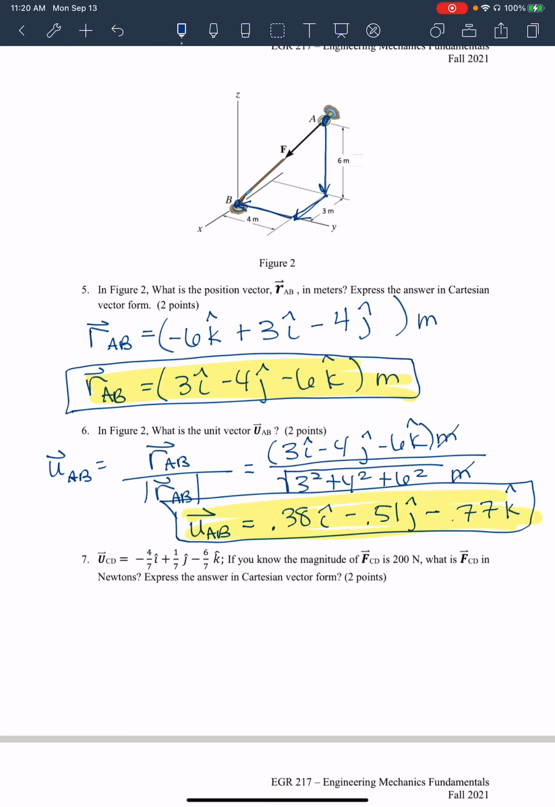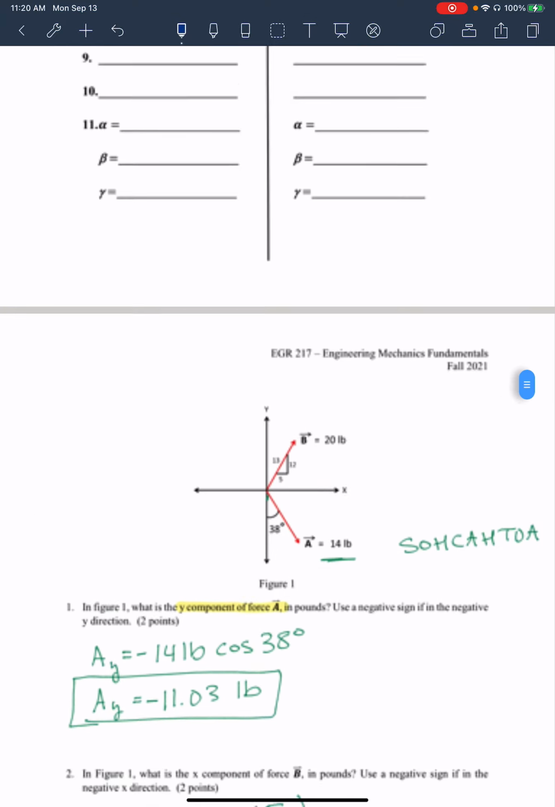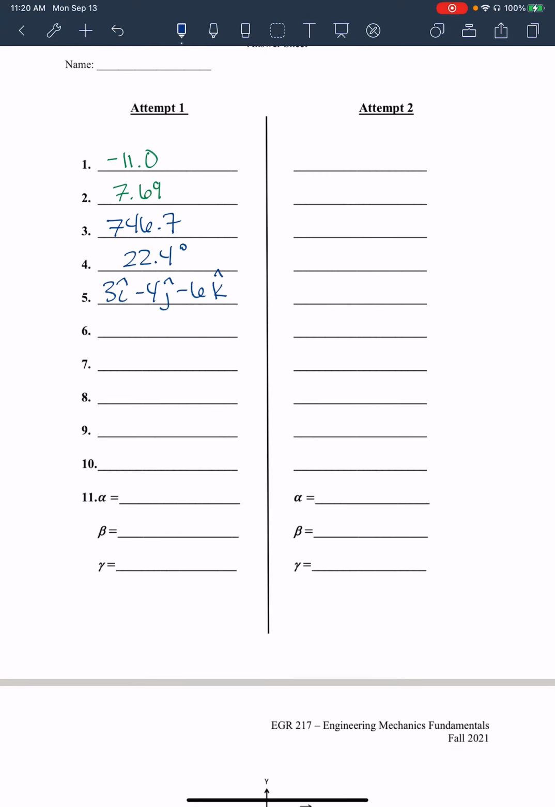Now we'll write that up at the top. So 0.38i minus 0.51j minus 0.77k.